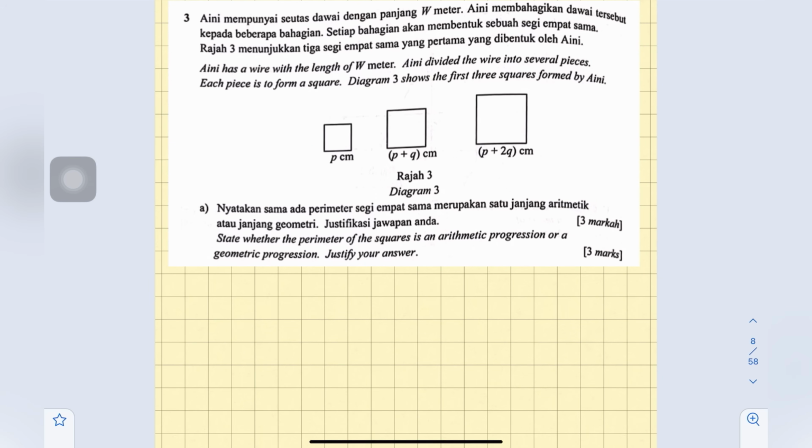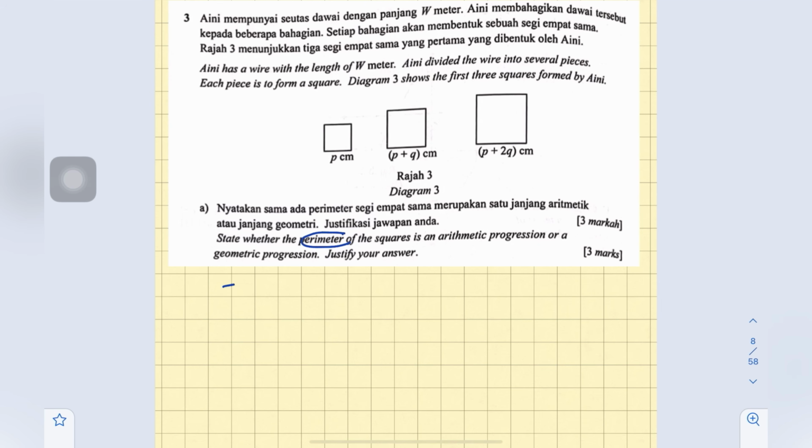Number 3, Aini has a wire with a length of W meter. Aini divided the wire into several pieces. Each piece is to form a square. Diagram 3 shows the first 3 squares formed by Aini. Okay, so A: state whether the perimeter of the squares is an arithmetic progression or a geometric progression. Justify your answer. Okay, first of all, dia nak perimeter.